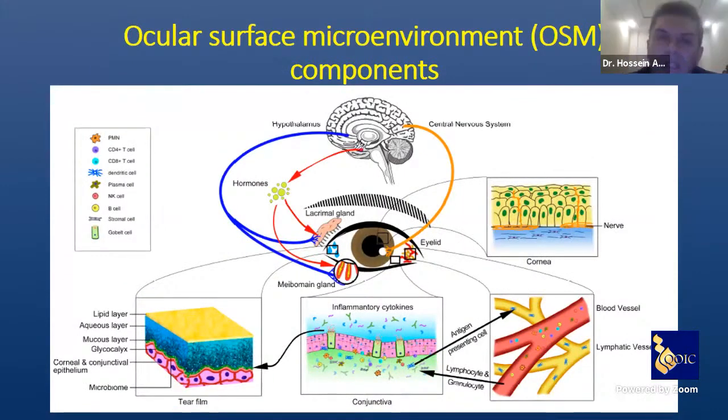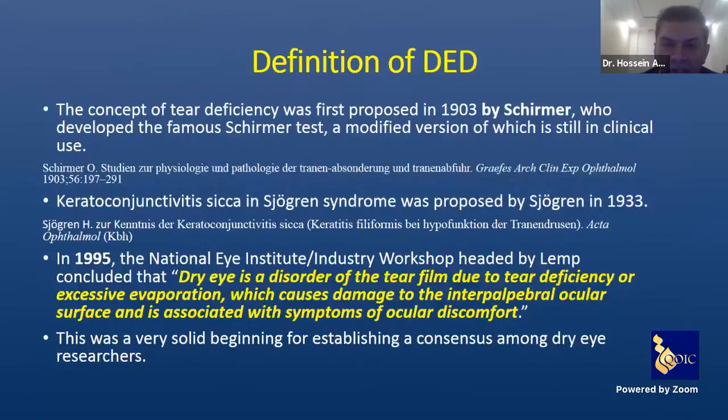Another interesting unit is the ocular surface microenvironment. These environments also have the components of the lacrimal functional unit, as well as other components such as small molecules, vitamins, matrix, immune cells, and the microbiome in this microenvironment, and damage to any of these components can cause dry eye disease.